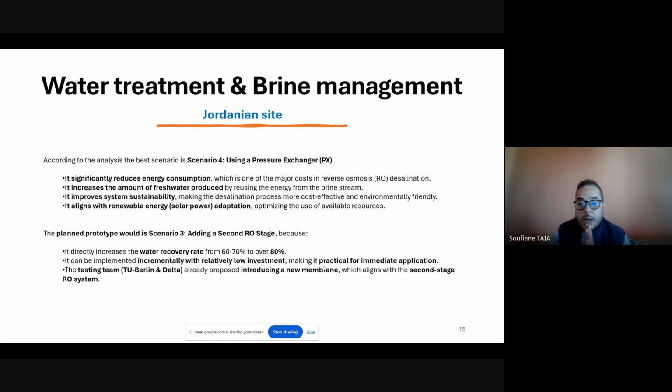Additionally, our partner teams at TU Berlin and also Delta have already proposed integrating a new membrane, ensuring a smooth upgrade to a more efficient RO system.